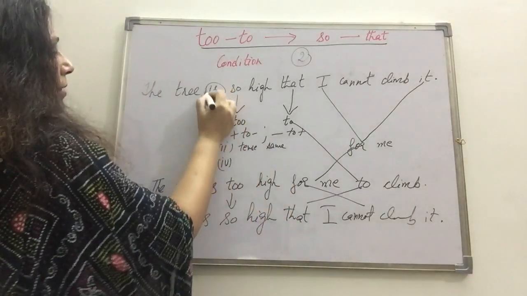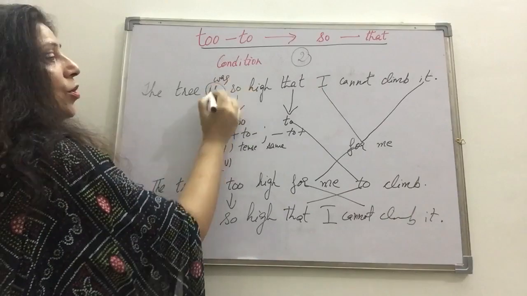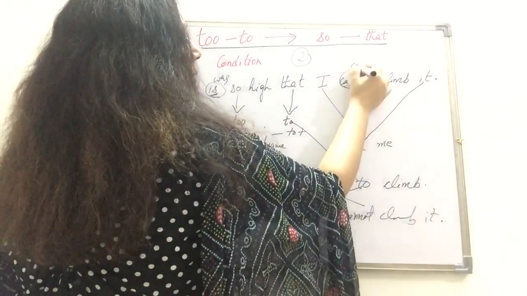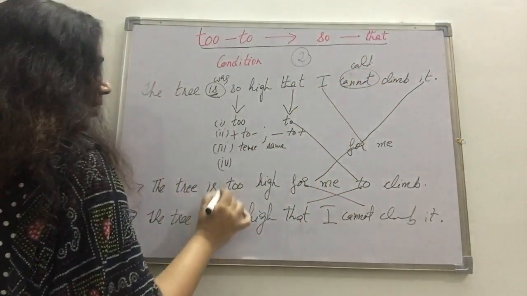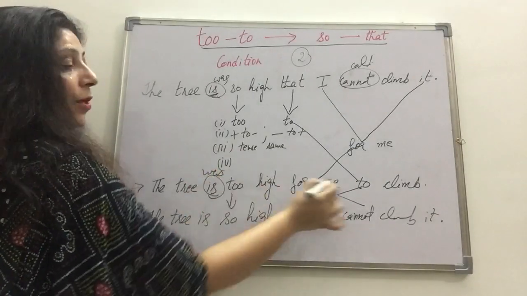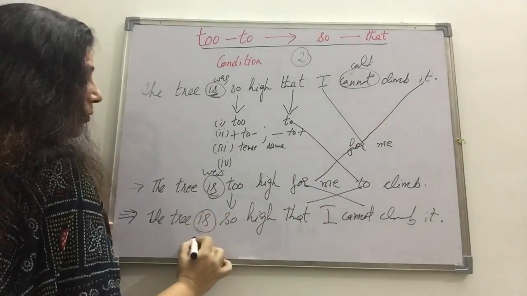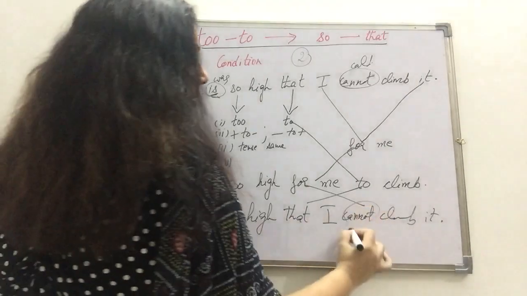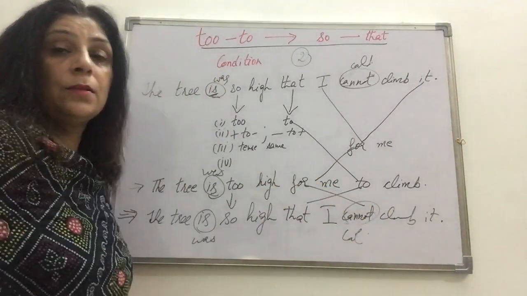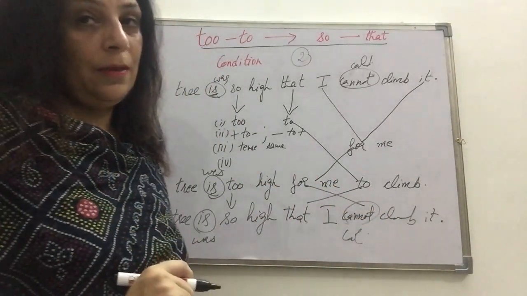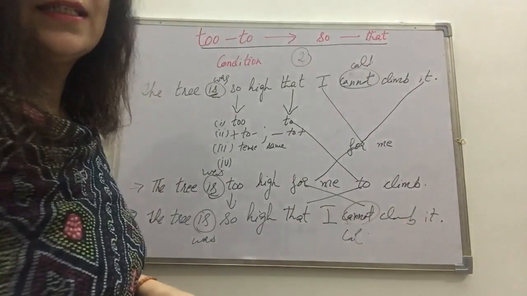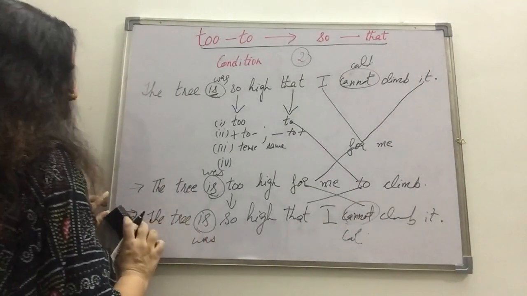Had this been was, the tree was so high that I could not climb it. The tree was too high for me to climb. And again this would have changed into was and could not. So tense matters a lot. Remember that. Right? This is condition number 2.